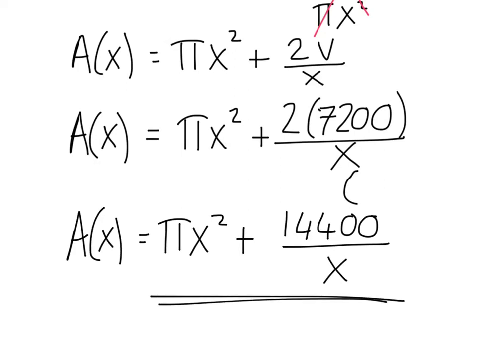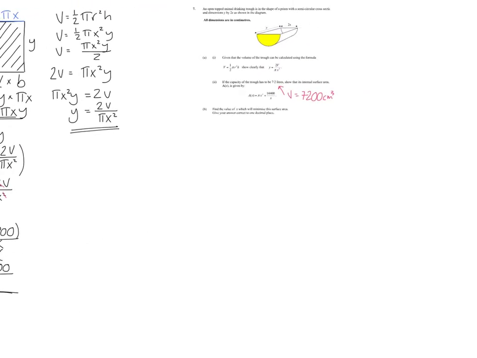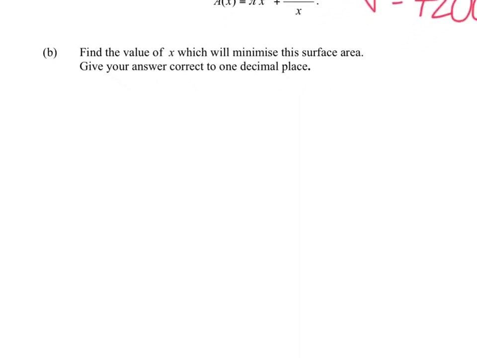Moving on to part B, so we'll have a quick read at what that asks us to do. It asks us to find the value of x which will minimise this surface area and give your answer correct to 1 decimal place. So what we're looking for here is the minimum stationary point, and as soon as we think of that, we should know that what we need to do is differentiate.